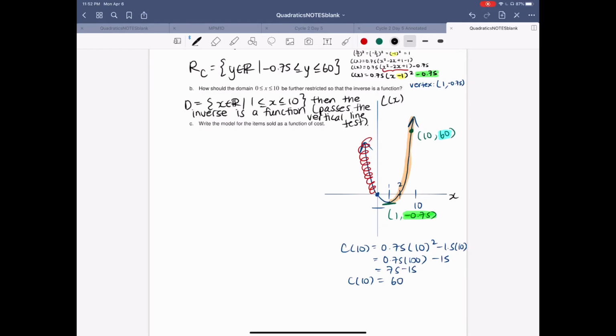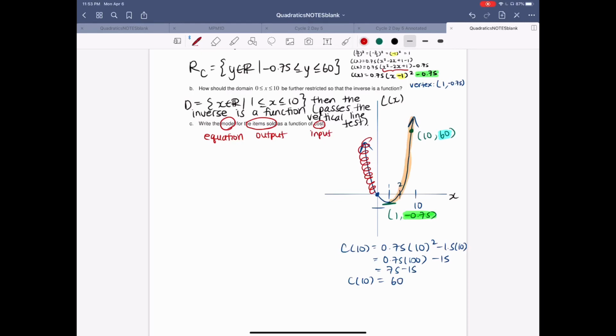Write the model for the items sold as a function of cost. Okay, so what does that mean? Break it down. Write down the model. That means you need to find the equation for the items sold. So I am trying to get this by itself, which means I'm really making that the output, and as a function of cost, so cost is going to be the input.